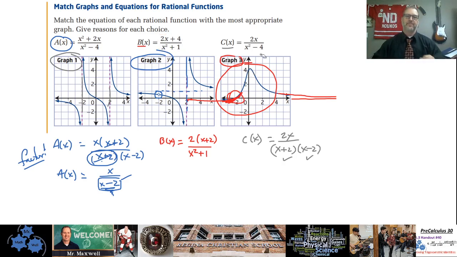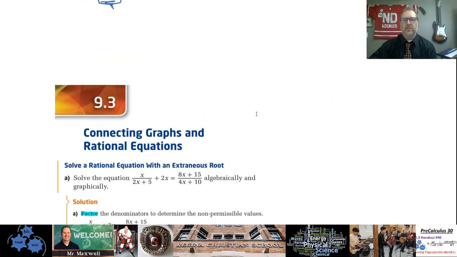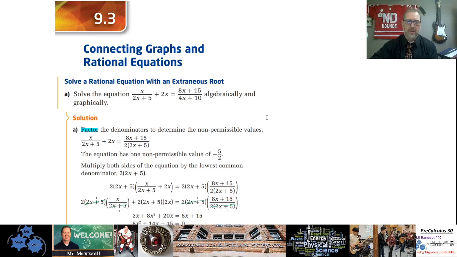4. All right? So just take a look at the characteristics of graphs. Try and match characteristics of graph. Okay, final section here. 9.3. And this one really is solving again.